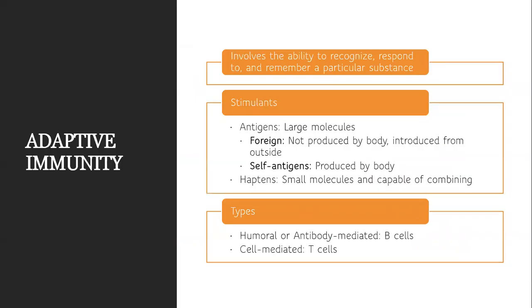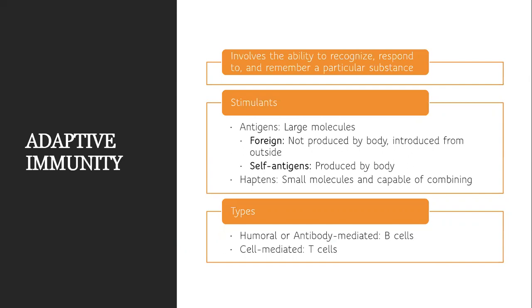Then next we have adaptive immunity. So it involves the ability to recognize, respond to, and remember a particular substance. So it has stimulants, so the antigens and the haptens. So antigens are large molecules. So there are two types, the foreign antigens and the self-antigens. So the foreign antigens are not produced by the body and they are usually introduced from the outside. Then we have the self-antigens that are produced by the body. While haptens are small molecules incapable of combining.